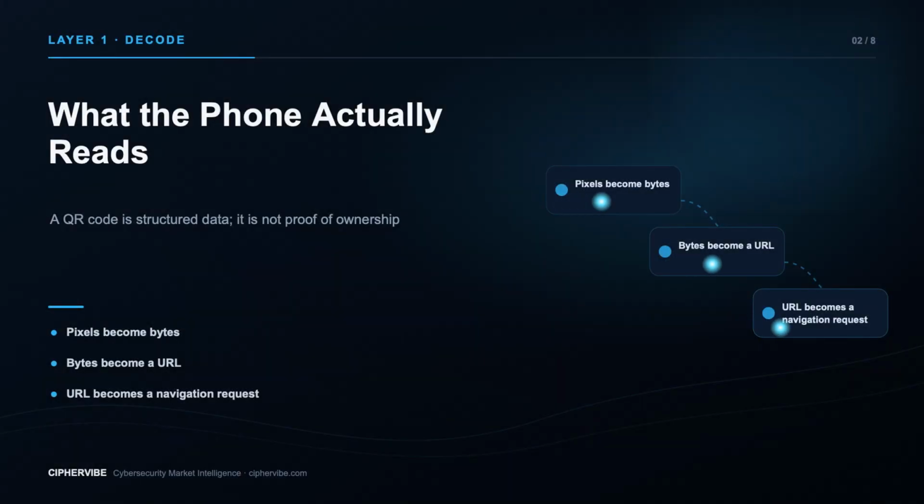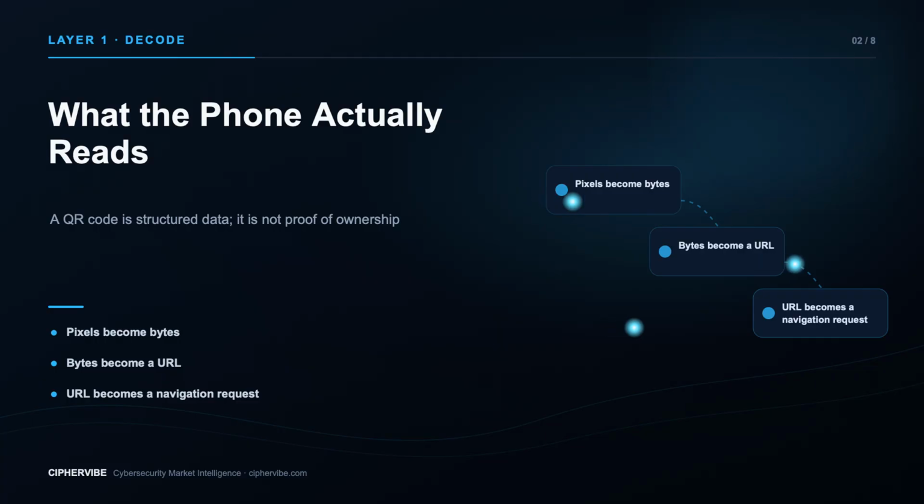A QR code contains structured data, usually a web address in this attack. The camera finds the pattern, reconstructs the characters, and offers a link. Nothing in an ordinary printed code proves who placed it. Error correction makes a damaged symbol readable. It does not authenticate the publisher.